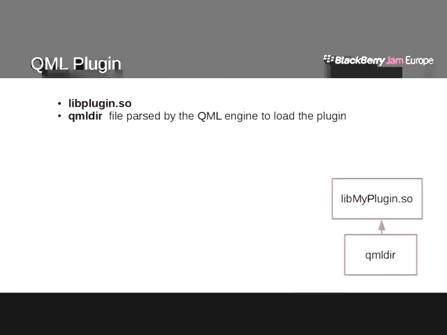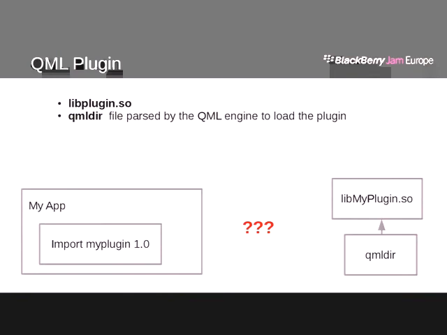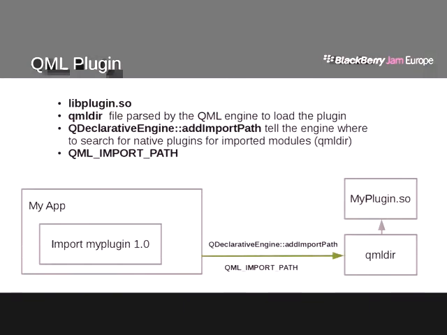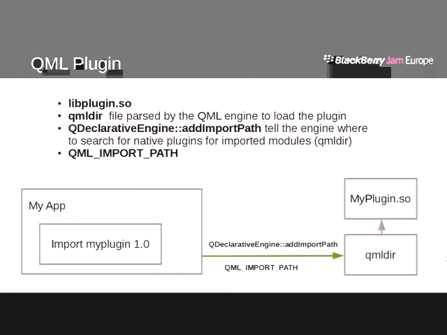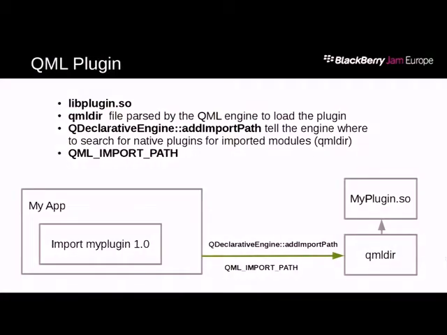He just built the Box2D, and what he tried to do, he made an import Box2D 1.2. And of course, at that moment, the QML engine is not aware of the path of your import or your plugin. So what you need to do, you simply need to tell it where to find the plugin or the qmldir file. You can do that either using the addImportPath method of the QDeclarativeEngine class, or you can set the QML import path.